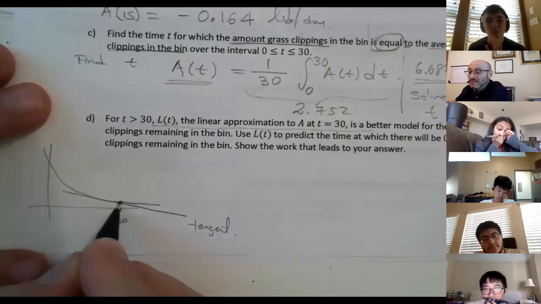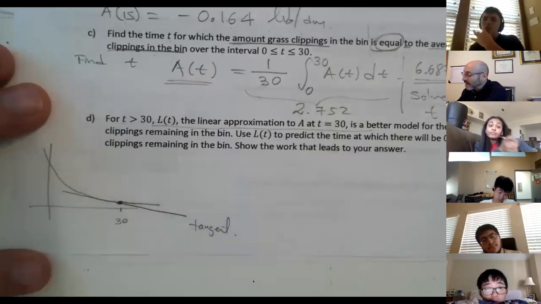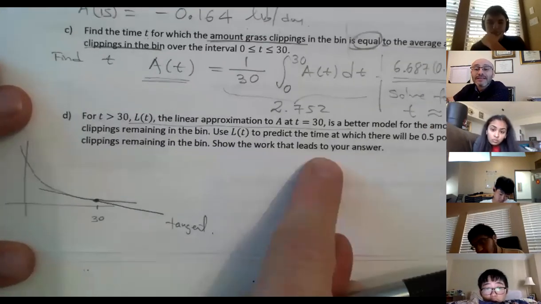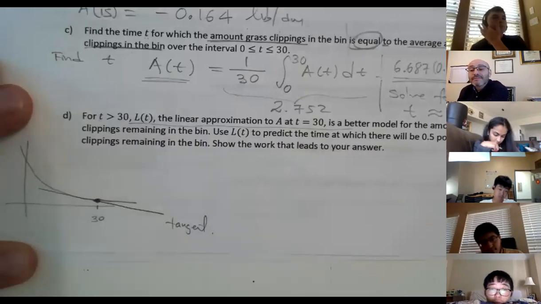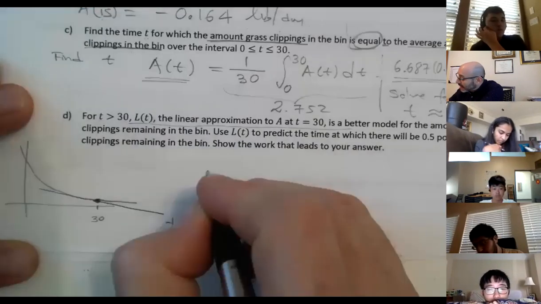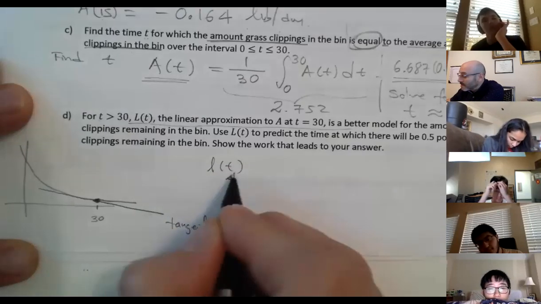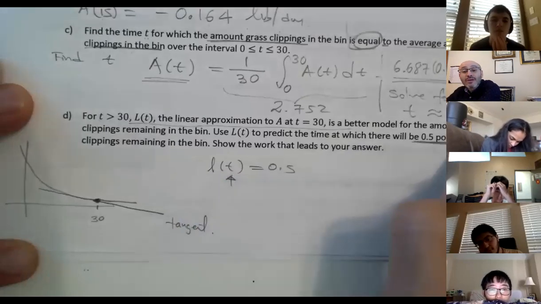And find out what value of t makes that line equal to 0.5. Read the problem, and then I'm going to leave you with that. I want you to try this part on your own if you can. So I'm going to repeat the idea. There is a tangent line at t equals 30, okay? So we're looking for the time when that line equals 0.5. That's what they're asking here. The amount of clippings, 0.5.